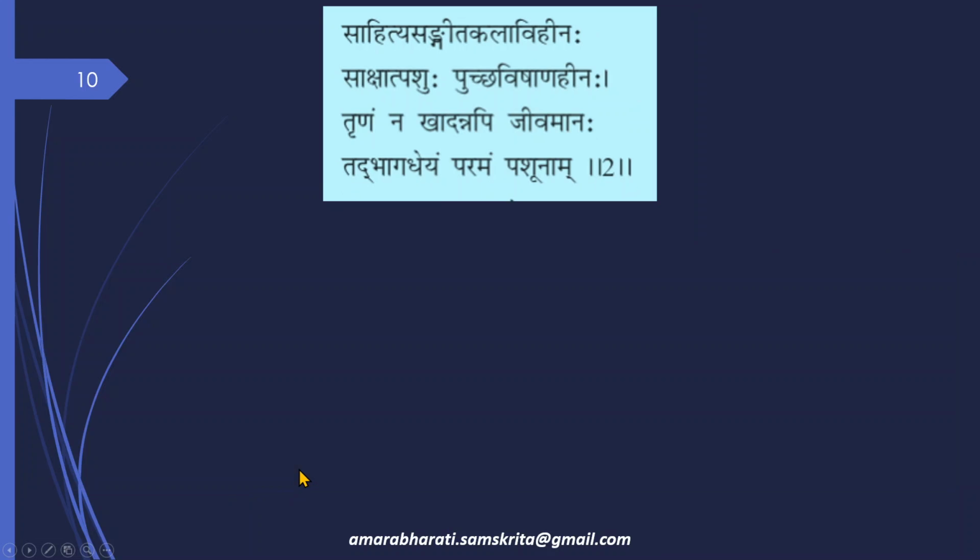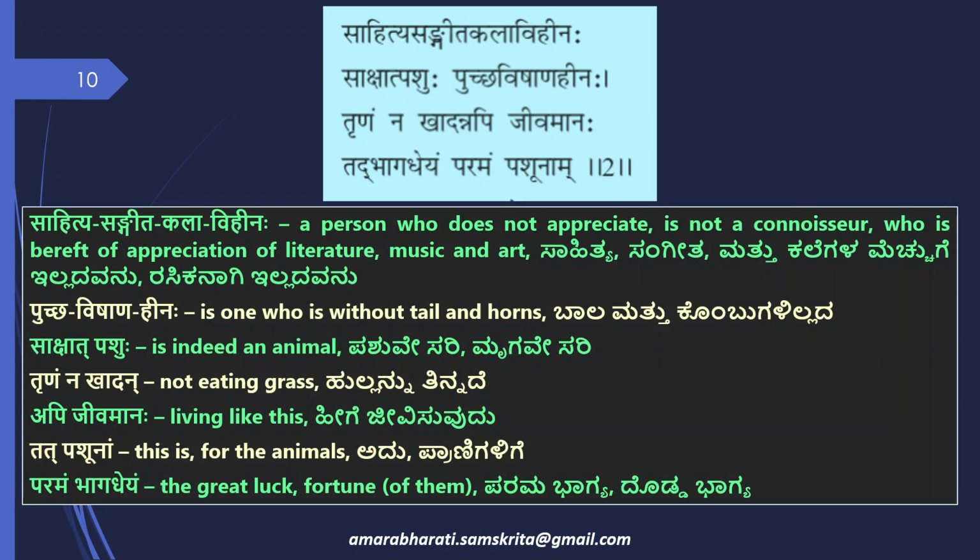Let us look at the Pratipadartha or the meanings of the individual words. Sahitya Sangita Kala Vihinah is a person who does not appreciate, who is not a connoisseur, who is bereft of appreciation of literature. Sahitya is literature, Sangita is music, and Kala is art. A person who does not appreciate literature, music, and art. Puchha Vishanahinaha is one who is without tail and horns. Sakshat Pashuhu is indeed an animal.